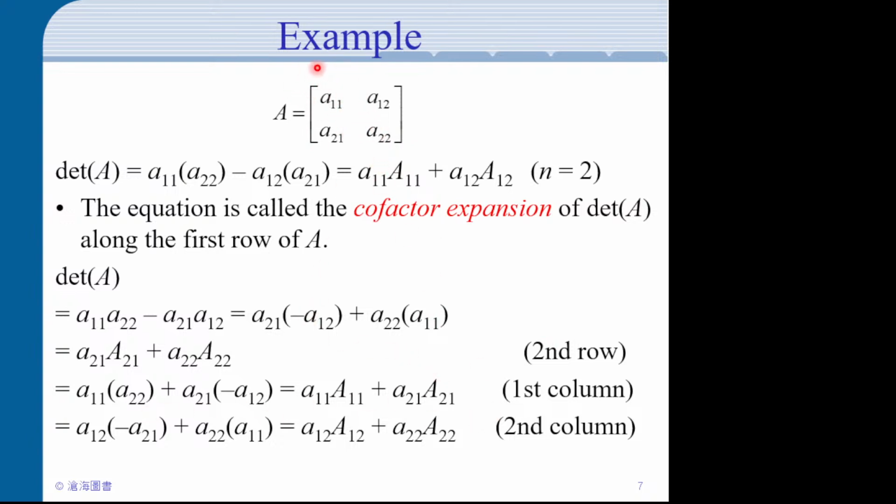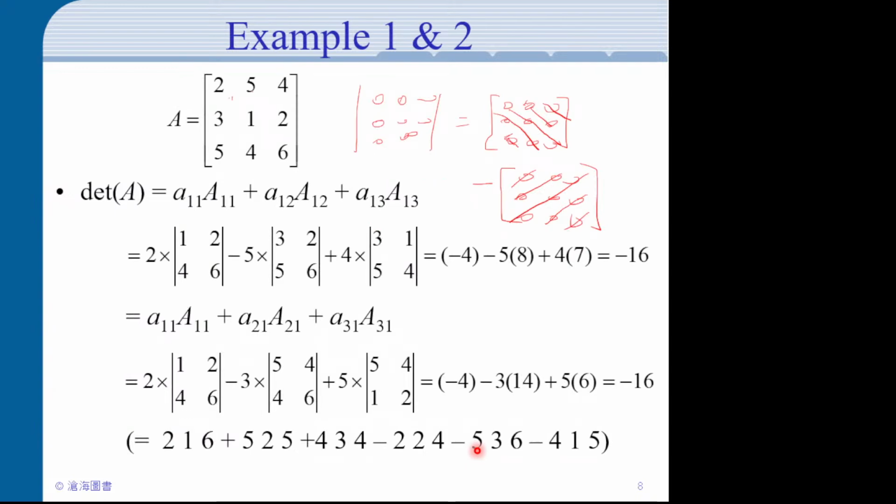Then, as we said, we can also expand on columns. So for A11, the cofactor is A22, then for A21, the cofactor is minus A12. And you can also do the second column, it's the same thing. Okay? And then we have a bigger example.